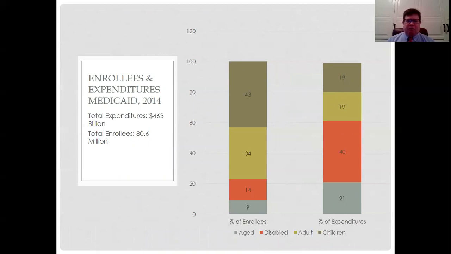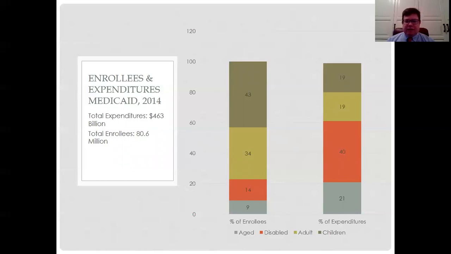So out of 80.6 million total enrollees and $463 billion in expenditures, we would see that children make up 43% of the total enrollment in Medicaid. Adults, 34%, disabled individuals, 14%, and people over the age of 65 would be 9%. However, it's not too out of the realm of possibility to understand why children would be less expensive. They generally tend to have less health problems.